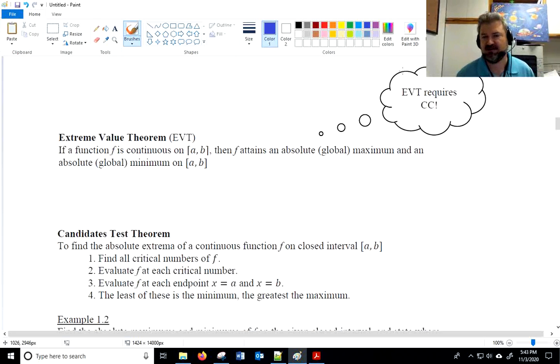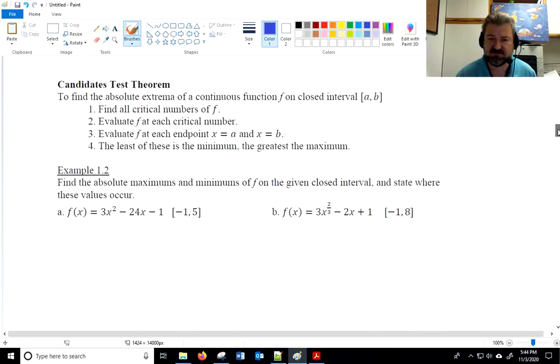This is the EVT. And just like the IVT, it requires just CC. So this is what I call a CC theorem, extreme value theorem. If a function is continuous on a closed CC, then we know it attains an absolute max and an absolute min. Okay, how do we find them? We use what's called the Candidates Test Theorem.